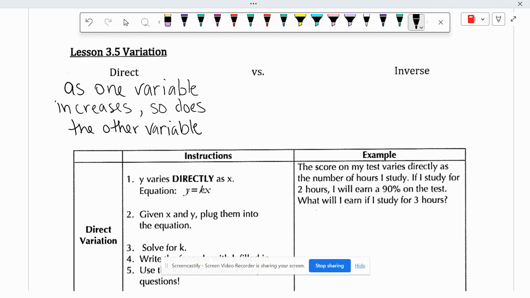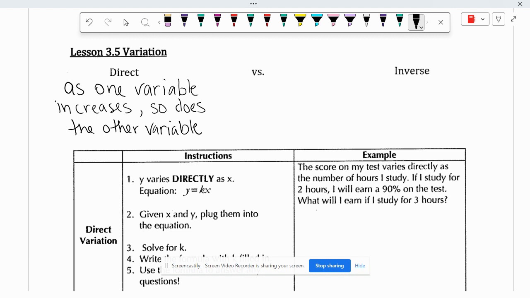And I thought that I made some copies of these. Maybe not. I'm going to make a copy of these really fast for you guys.